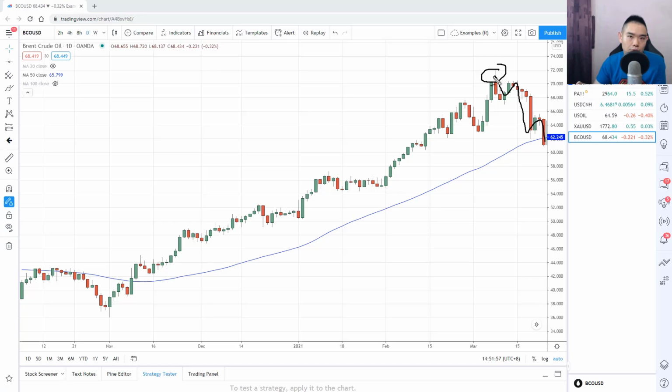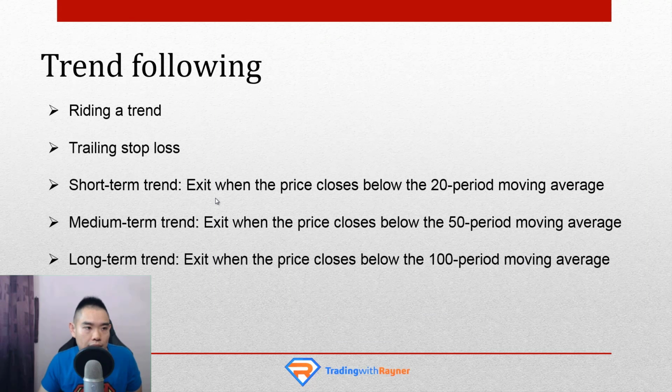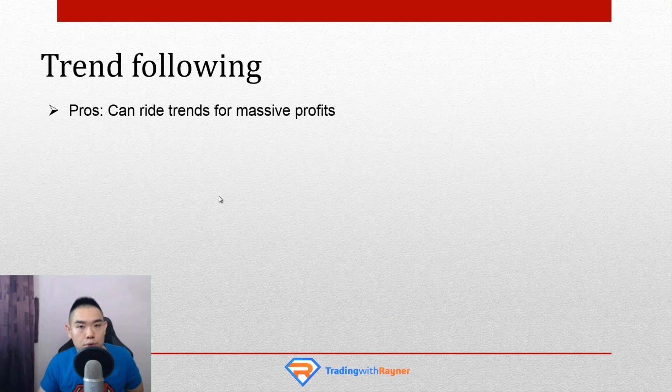So this is something that as a trend follower, you have to be prepared for as well. This is the only way you will ride the trend, by being able to give back open profits. That is the cost of being a trend follower. So with that said, let's talk about the pros and cons of trend following.